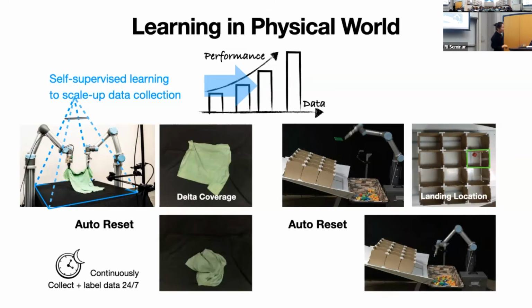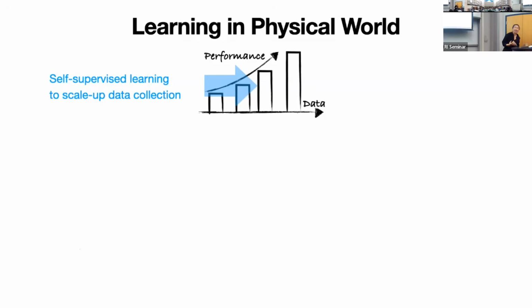I think that's pretty cool. So that's actually how we can scale up the data collection with the physical robot system, right? By using observations of future states as the label.